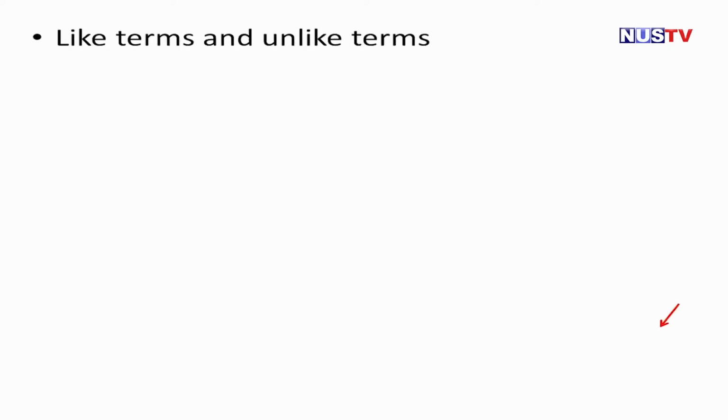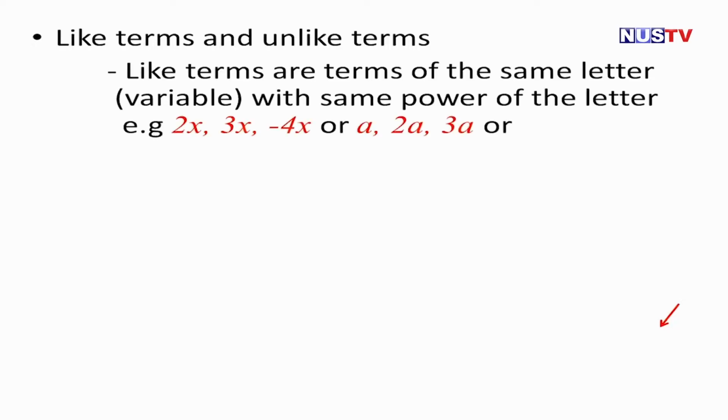Okay, let's recall our prior knowledge: like terms and unlike terms. Like terms are terms of the same letter, or commonly called a variable, with the same power of the letter. For example, 2x, 3x, negative 4x are all power of 1. Or a, 2a, 3a are all power of 1, and they are like terms.